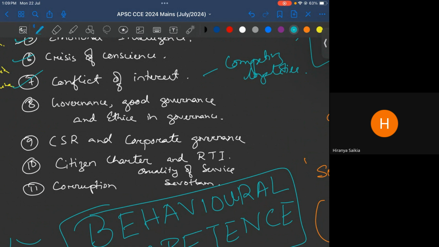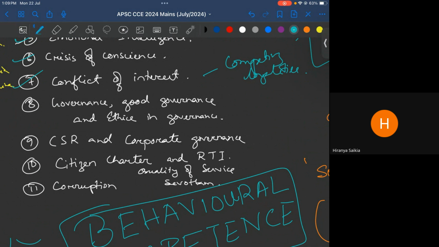Governance is a neutral term. Governance means how you are solving your day-to-day problems, how you are taking decisions as a government. So participation may or may not be there. But good governance is a value-loaded term because it is defined by the West, mainly the World Bank, and it defines it in terms of 8 parameters. I hope you know the 8 parameters of good governance: transparency, accountability, voice, and so on.